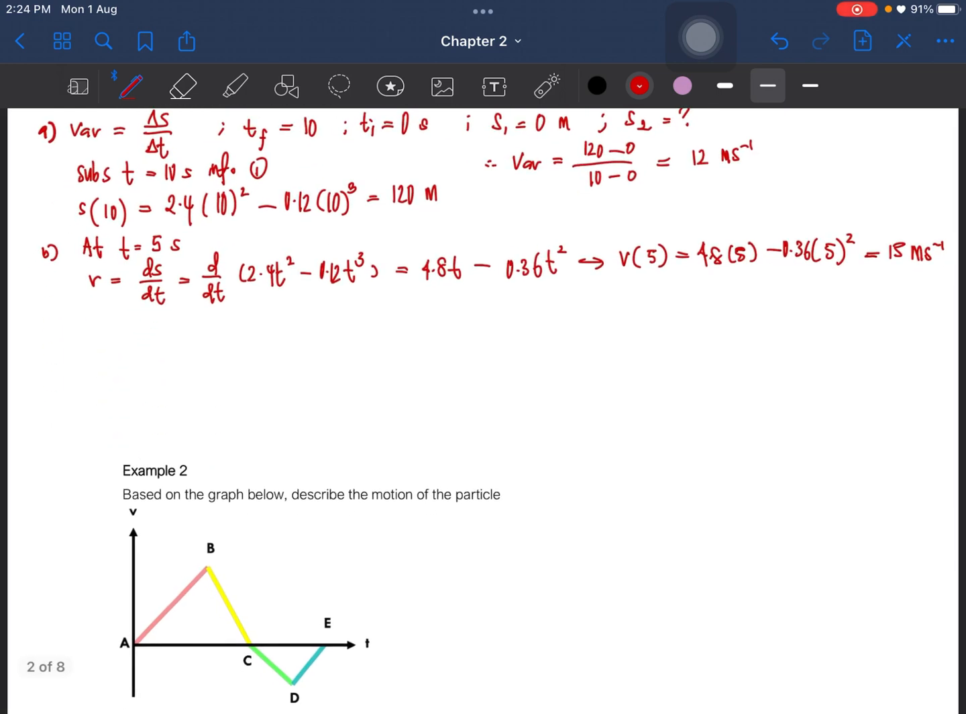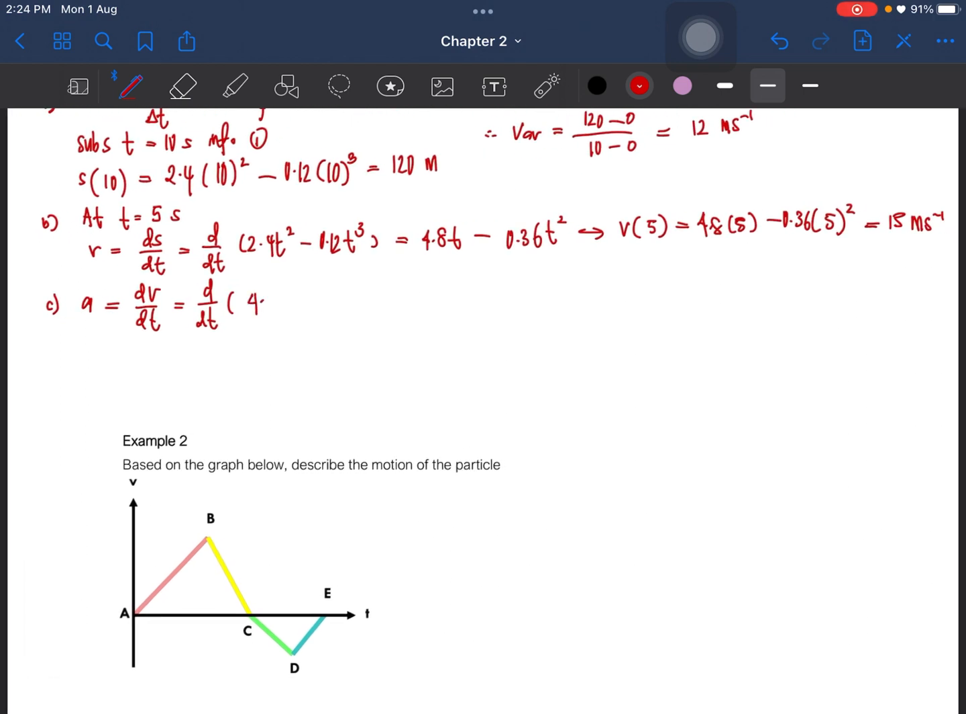Okay, next, the instantaneous acceleration again. Now acceleration is the rate of change of velocity. So again, we need to differentiate this equation in terms of t. So v is 4.8 t minus 0.36 t square. Okay, so differentiate this, you will get 4.8 minus 2 times 0.36, you will get 0.72 t equal to 4.8.